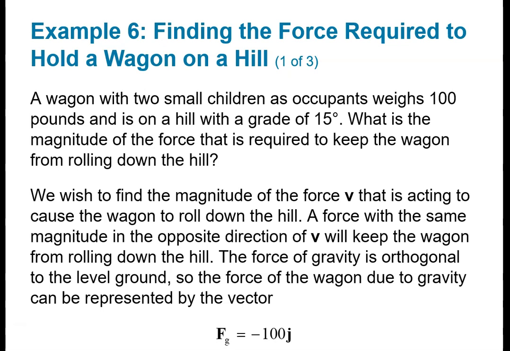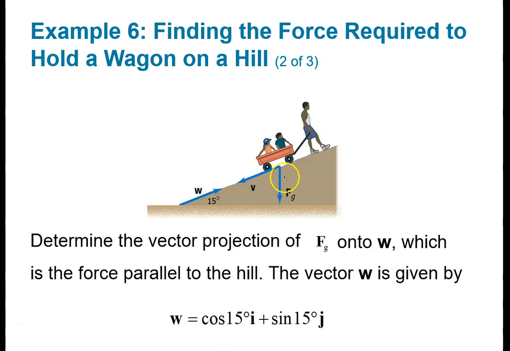So there's the force of gravity. That's the weight of the kids on the hill. That's that negative 100 j vector. All right, the vector w right here, this is the 15 degrees. That's the cosine of 15 i, sine of 15 j. That's going to give me the components to get me to that point on the unit circle. So this hill, if you will, this entire hill is the direction of w. So I can cast the shadow of this vector onto that hill somewhere.